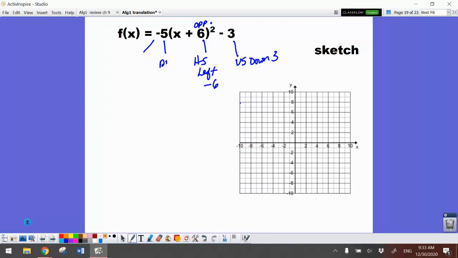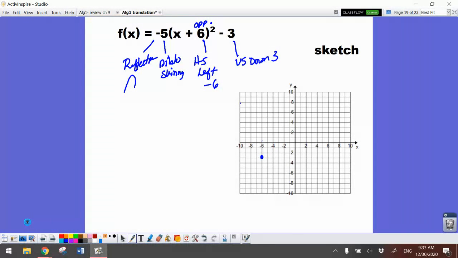Now this one is dilate, and it's going to be skinny because that's a whole number. And then I have a reflection. So I know that my graph needs to be upside down. So let's make the motion. So it says I have to go left -6 and down 3. 1, 2, 3. There's my vertex.